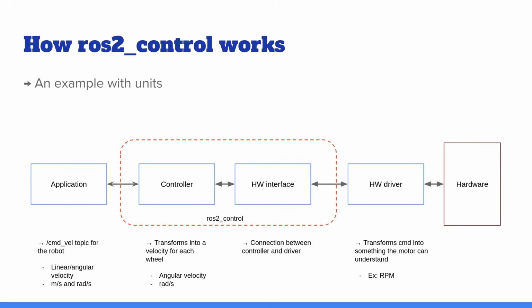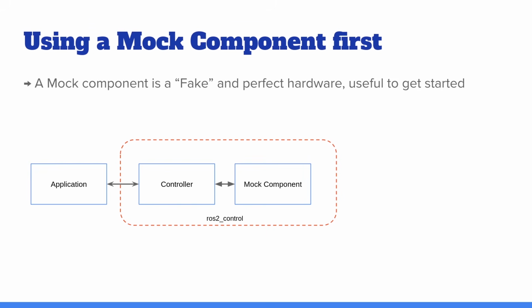Now you can see we need to specify controller, hardware interface, and a hardware driver. That's a lot of things. To start with ROS2 control, we can just use a mock component. A mock component is a fake and perfect hardware, and it's useful to get started. Basically, we can skip the whole hardware interface, hardware driver, we don't even need the hardware. We just need to set up a mock component that's already existing within ROS2 control. And thus, we can test our ROS2 control architecture with a controller, the mock component, and we can start everything.